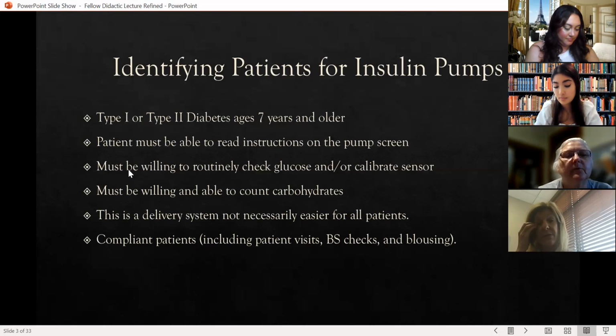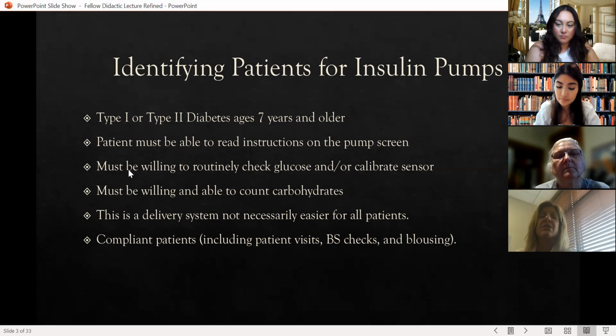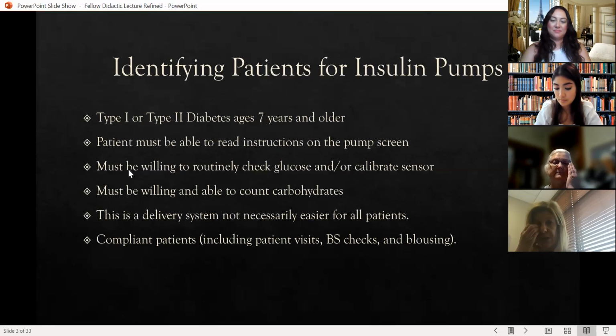Identifying patients for insulin pumps. Basically, patients should be 7 years and older for either type 1 or type 2. So a lot of people feel like they have to be a type 1 to be on an insulin pump. That's not really true. The age limit is also decreasing because of children getting, I don't want to say smarter, but definitely more technological savviness at younger ages. But normally the approved age by the FDA is 7.